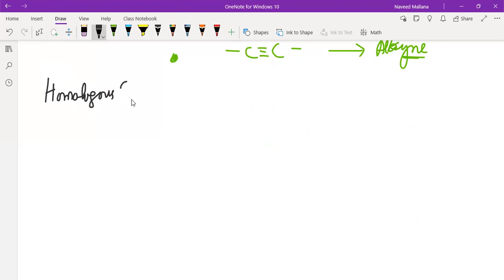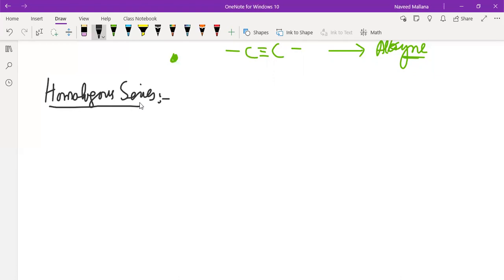Homologous series. As we have discussed about the functional group. What is the functional group? That imparts specific properties to the molecule. It might be an atom or group of atoms or the presence of single, double or triple bond between the carbon atoms in a molecule.